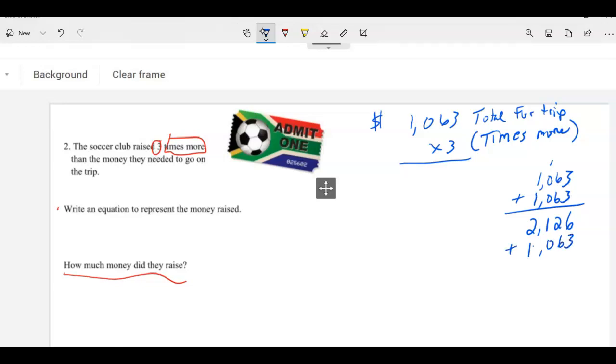We're adding 3 of them total, 1,063 again. We're adding these up. So 6 plus 3 is 9. 6 plus 2 in the tens place value is 8. 1 plus 0 in the hundreds is 1. And 2 plus 1 in the thousands will give us 3. So $3,189 is the total amount of money raised.